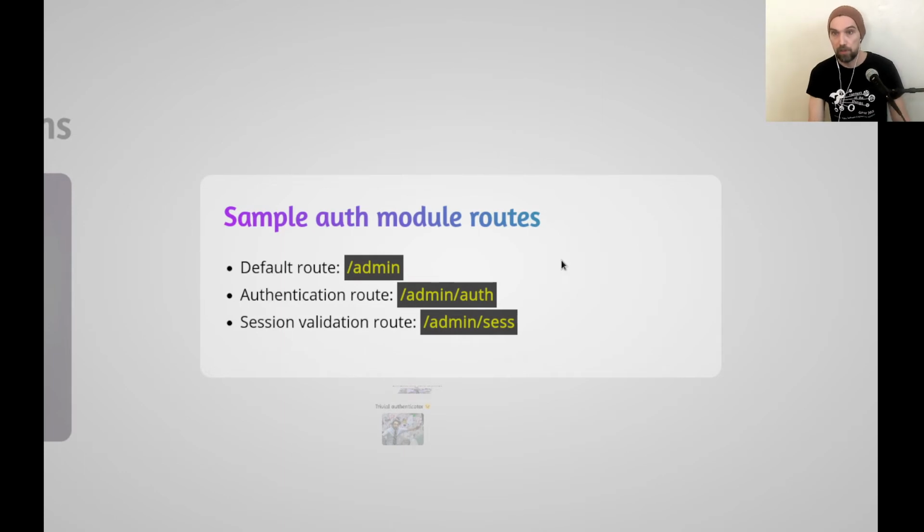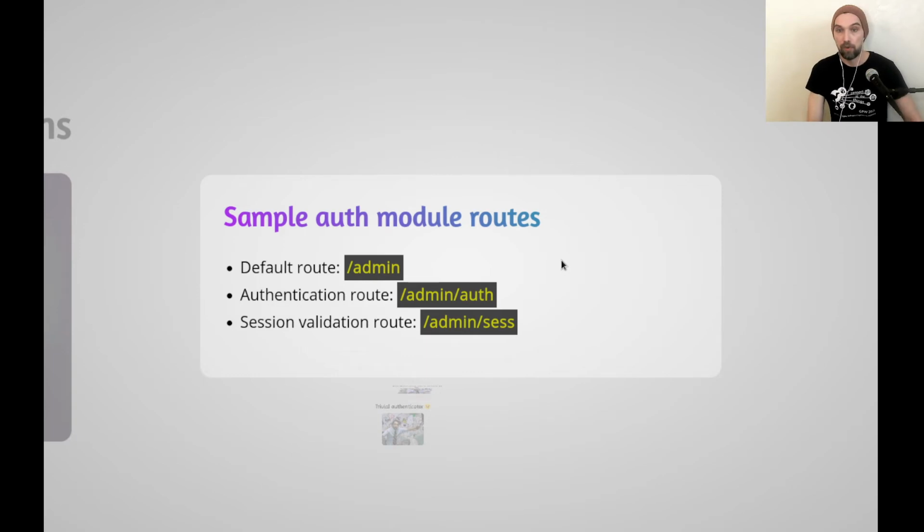So the sample modular routes are presented on this slide. Before we add our modular to Pheix, we should configure it. We should specify the generic routes. First of all, there should be a default route for the initial entry point. There should be, of course, an authentication route for initial authentication on the node and to set up the session environment. It's our admin auth route. And finally, we have a session validation route for validating the sessions.